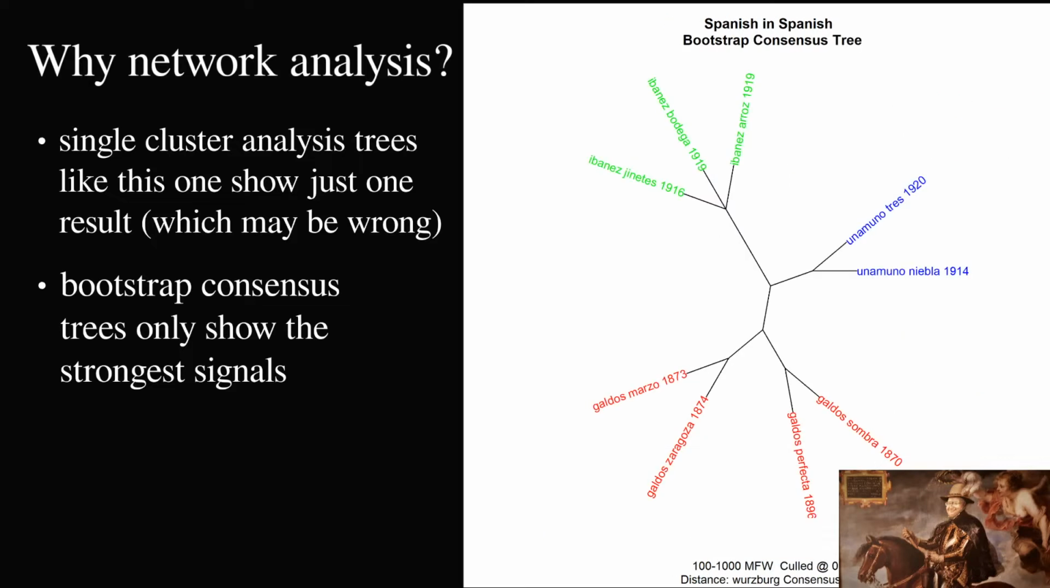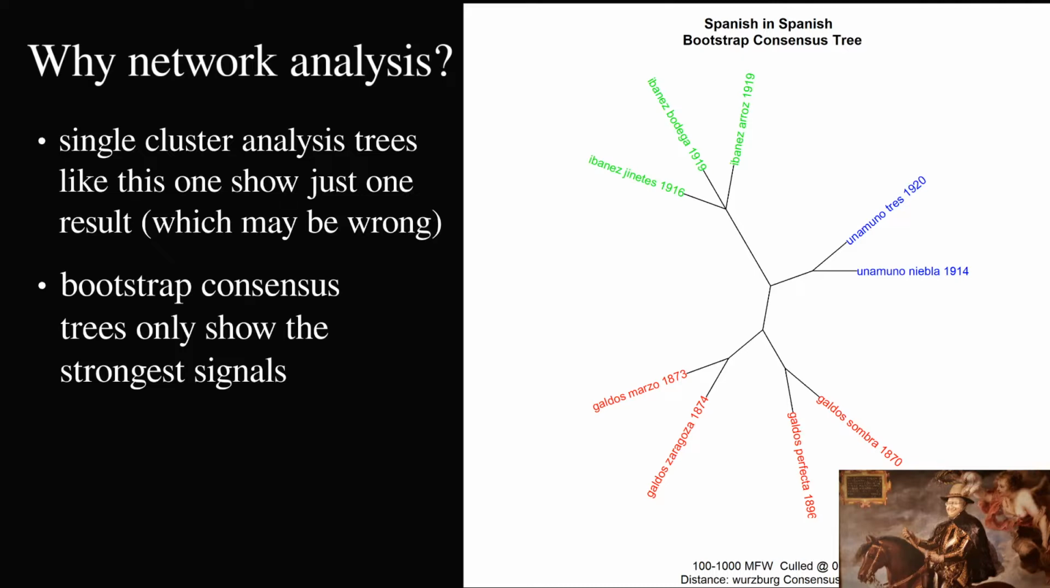The second reason is that when you try to overcome the problem with single analysis and you use bootstrap consensus trees to combine a number of individual cluster analyses into an overall picture of the results, you only get the strongest signals, the strongest similarities. This diagram shows just who is closest to whom, but totally ignores any possible similarities between texts that are not that close to each other. In fact, texts by different authors, and that is always something we should be taking into account.